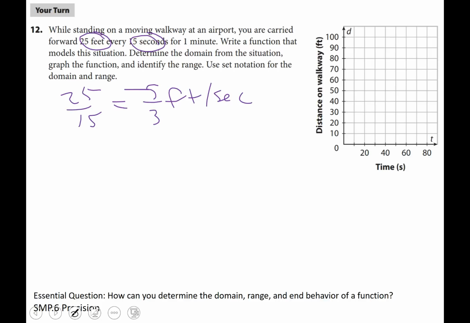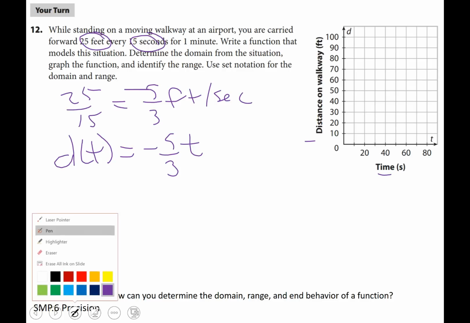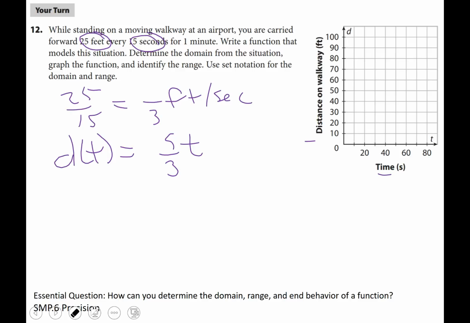So the function would be f of, let's see, what did they, oh, they use d of t. So the distance for the time traveled, and those variables are in our graph already, be 5/3 t. Determine the domain from the situation, graph the function, identify the range, use set notation for the domain and the range. So let's see if I could graph this. Actually, I know it's going to start at 0. I don't know where my negative got in there. I think that's a typo. I think I just had my pen drag here.